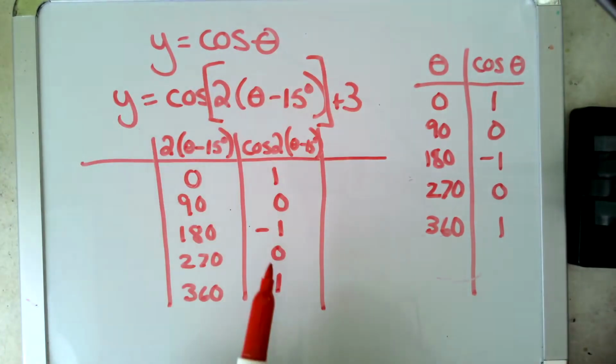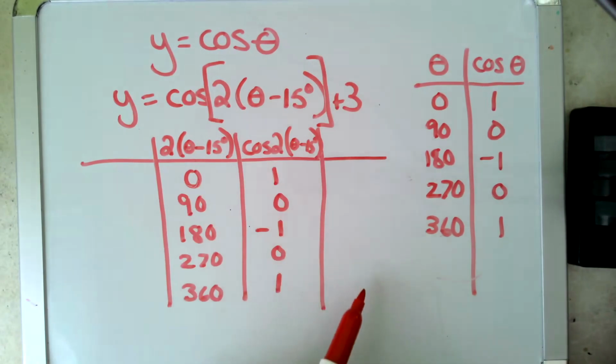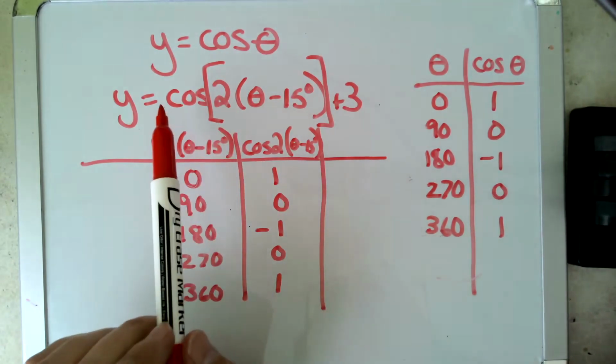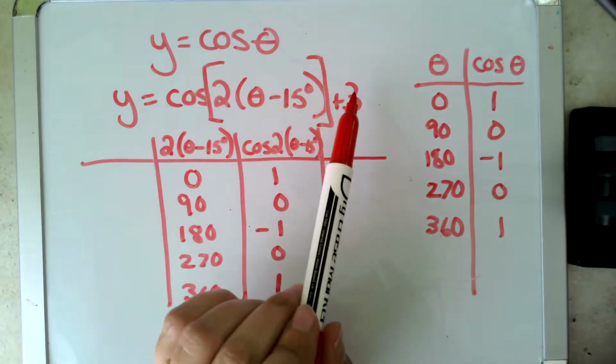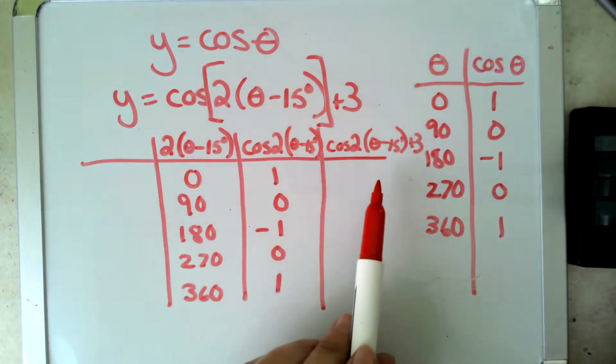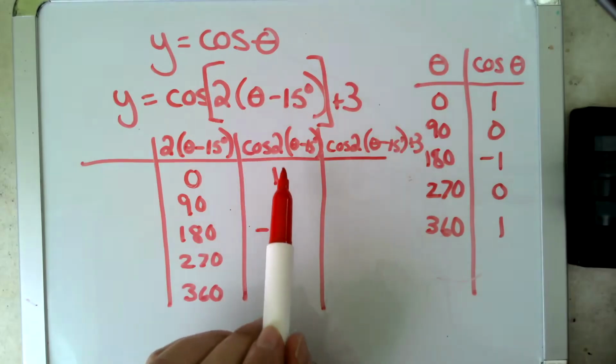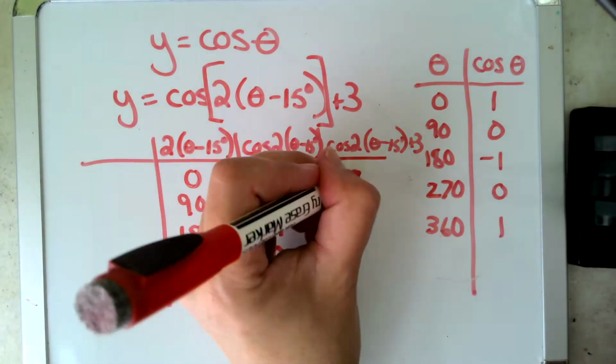Now, that is not the actual theta I'll be putting in, nor is it the actual output I'll be getting, because in terms of output, I need to take all of these points and add 3 to them. So I would take everything that's in my output column and I would add 3.